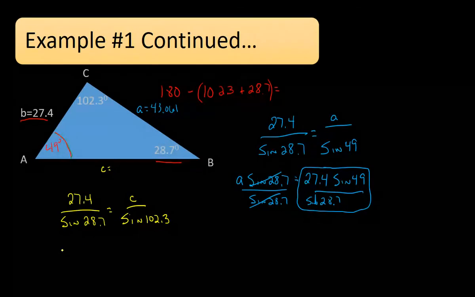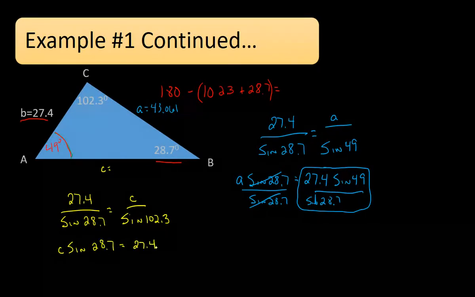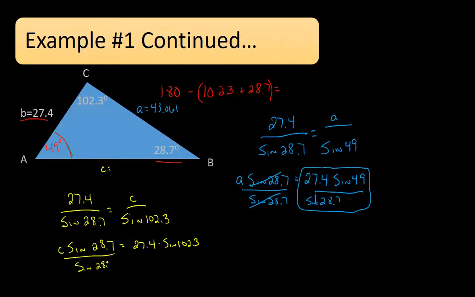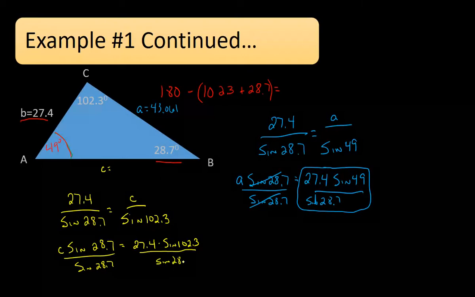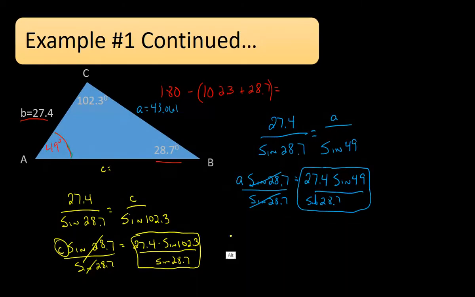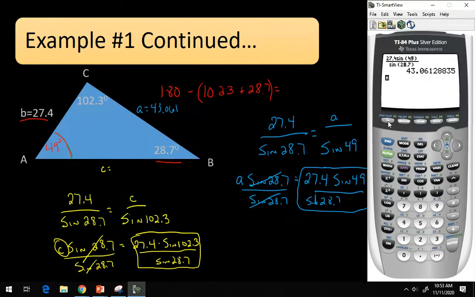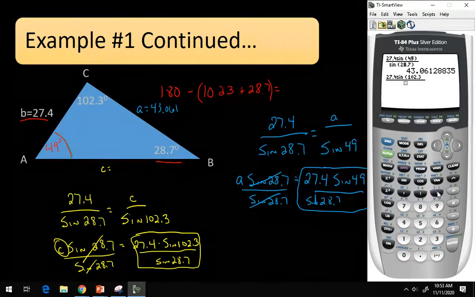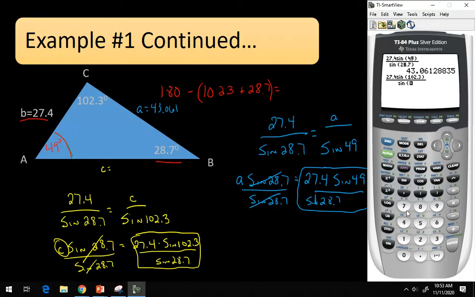Again, cross multiplying, I'll get C times the sine of 28.7 equaling 27.4 times the sine of 102.3, and then dividing by the sine of 28.7. I will be able to plug this now in my calculator to solve for side C. So I pull my calculator back up and I make my fraction again. And I go with 27.4 times the sine of 102.3 divided by the sine of 28.7. And I will see that side C winds up being 55.747.